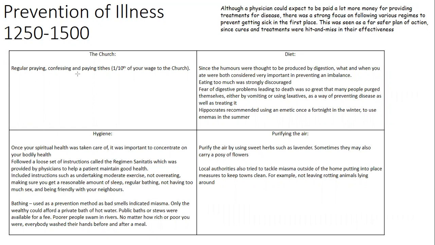Keeping yourself clean was another key reason, hygiene. It was important to focus on bodily health. So there was a set of instructions called the Regimen Sanitatis, which was provided by physicians to help patients have a good standard of living. So, for example, moderate exercise, don't overeat, get a reasonable amount of sleep, regularly bathe, and then it's some more absurd advice, like being friendly with your neighbours, stay away from barking dogs, and don't have too much sex.